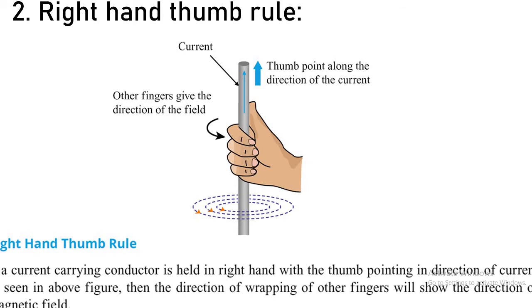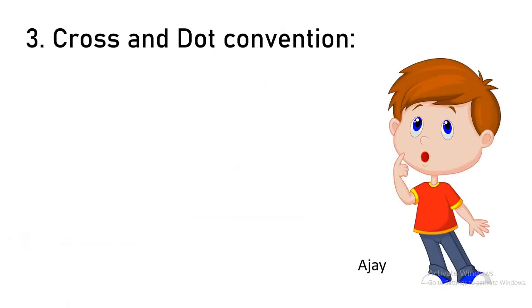Now the next point, the third, is the cross and dot convention. Here I have taken the example of two boys. One boy is Ajay, and Ajay has thrown an arrow towards his friend. As Ajay has thrown the arrow, Ajay is going to see which portion of the arrow, front side or back side? Back side. Yes, very good. And the back side of the arrow is the notch of the arrow.